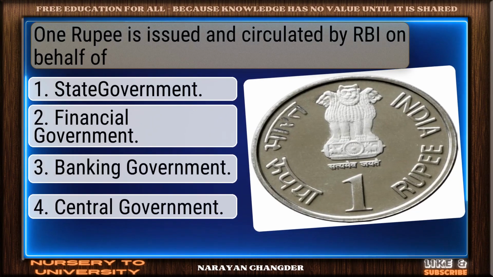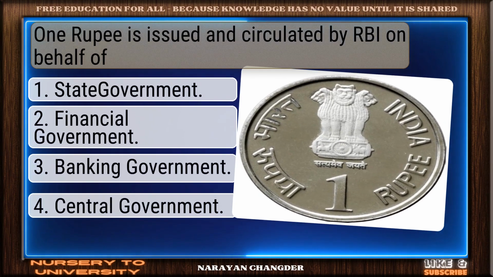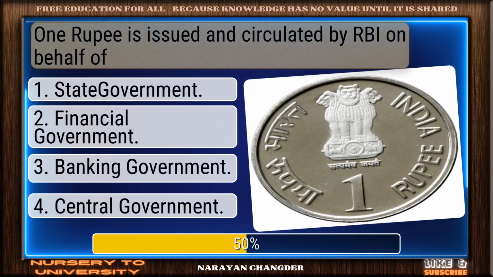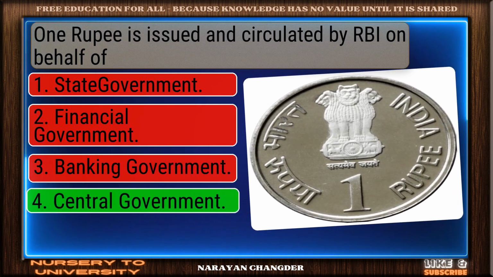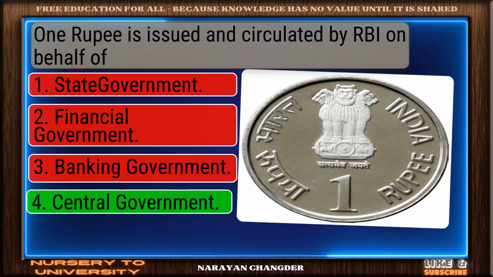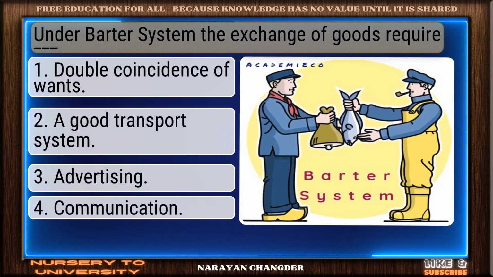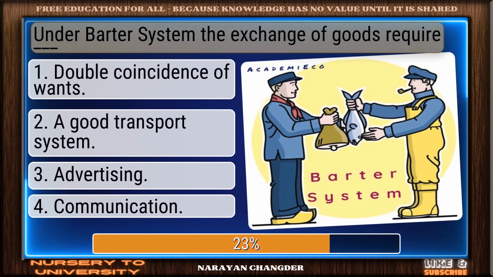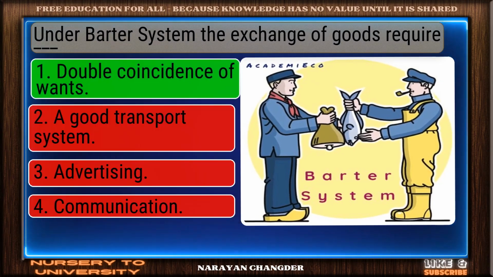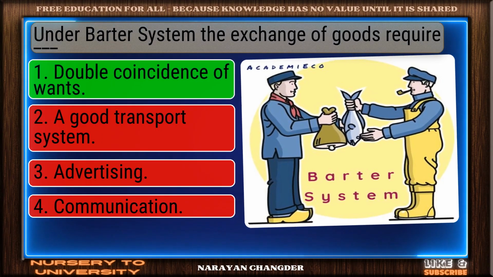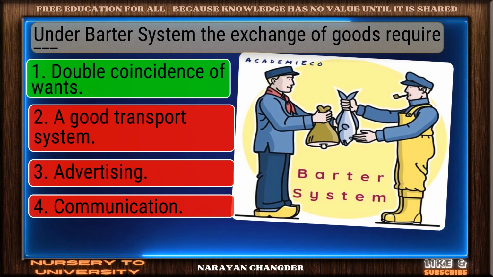1 rupee is issued and circulated by RBI on behalf of. Smart move. Central government is the accurate answer. Under barter system, the exchange of goods requires dash. Good thinking. Double coincidence of wants is right.